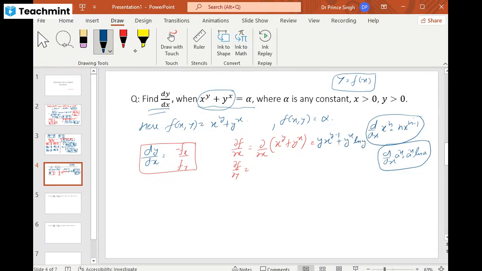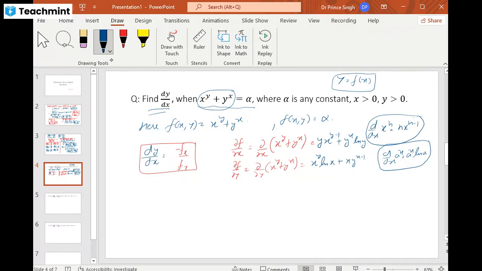Right? Similarly, the derivative of x power y plus y power x with respect to y. When we are differentiating with respect to y, x is treated as a constant. So if x is constant, x power y is like a power y. So what is the derivative? It is x power y log of x, and the derivative of y power x is x times y power x minus 1.